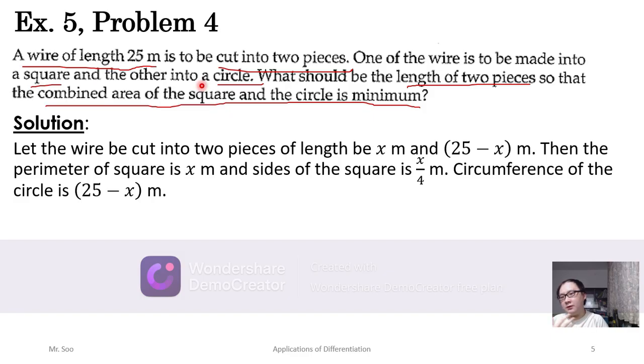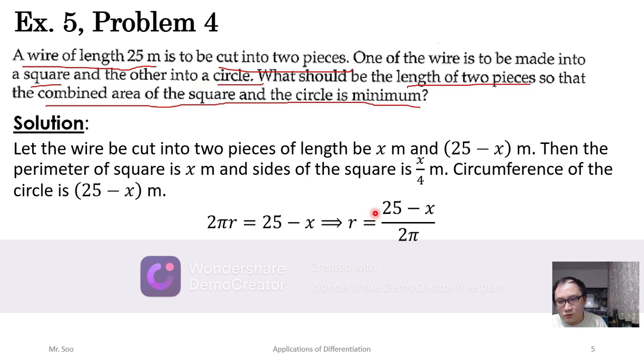In order to utilize the area of a circle, pi r square, we need to make use of the circumference formula. From the circumference formula, we make r the subject, then substitute into the area of the circle. So 2 pi r equals 25 minus x. You make r the subject, you have 25 minus x over 2 pi. This will be substituted into your area of circle, which I will show in the next step.